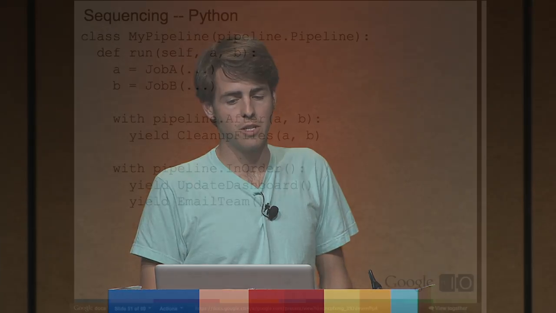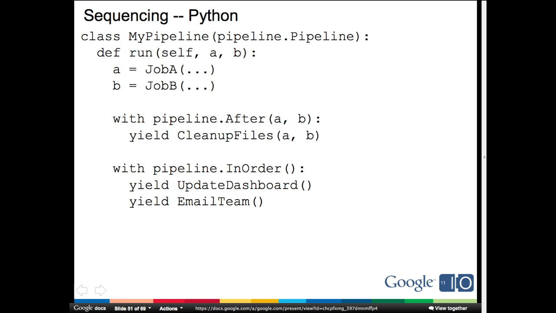Sequencing is another thing you need to do. So you want to say, run job A, then run job B, and after both of those, go clean up some files I accidentally wrote along the way. And then after that, update the dashboard and email the team. Sometimes you just want to do stuff in order. You don't have any data dependencies, so you have a way of describing that.